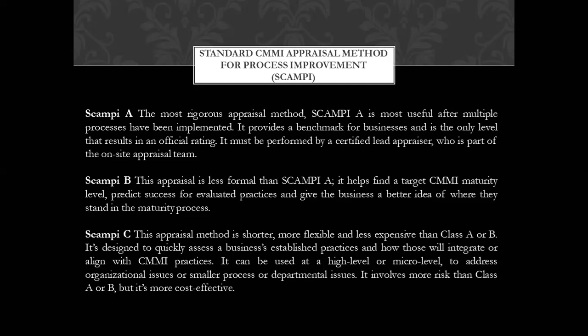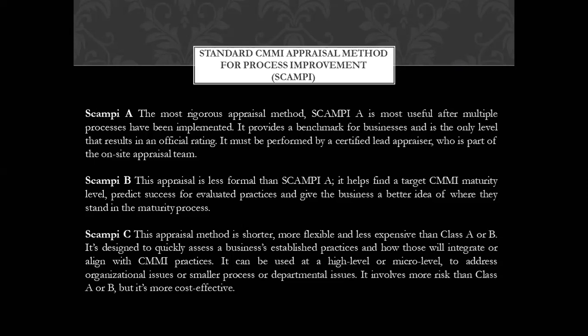Then SCAMPI C is the appraisal method that is shorter, more flexible, and less expensive than class A and B, and it is designed to quickly assess a business's established practices and how those will integrate or align with CMMI practices. So that is to be checked. It can be used at a high level or micro level to address organization issues or smaller process or departmental issues. It involves more risk than class A or B, and it is more cost. So there are these three levels to provide them appraisal methods.